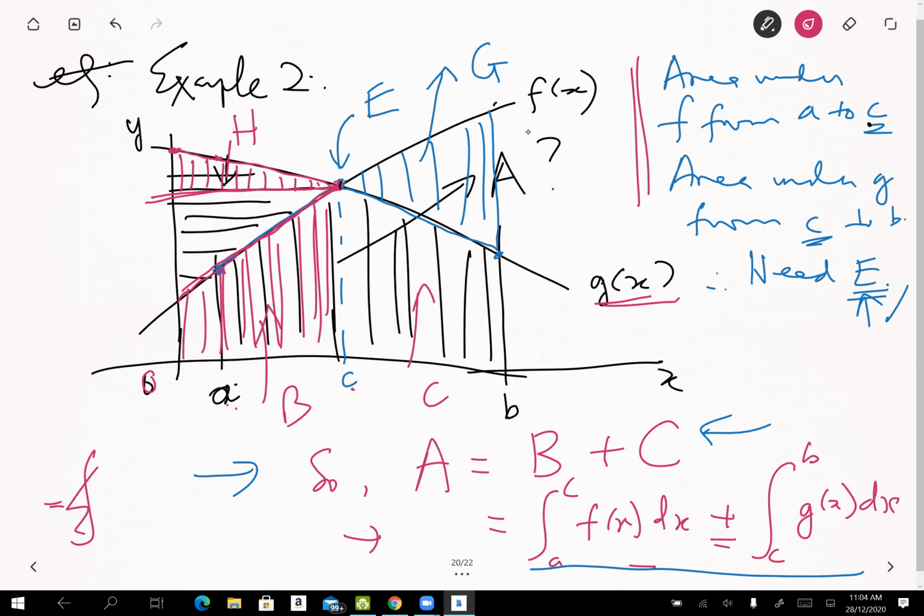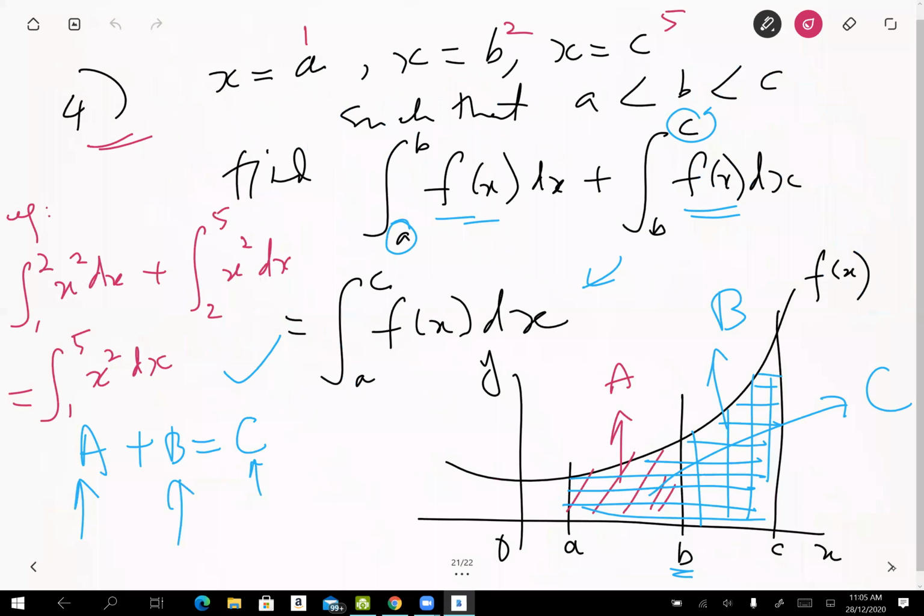We don't want the area under G. Under G, we already have found. But I need to find that to get rid of that triangle. So if I break that diagram into another diagram, we can see more clearly. Now we are moving in the right direction. You just need to take out that triangle.